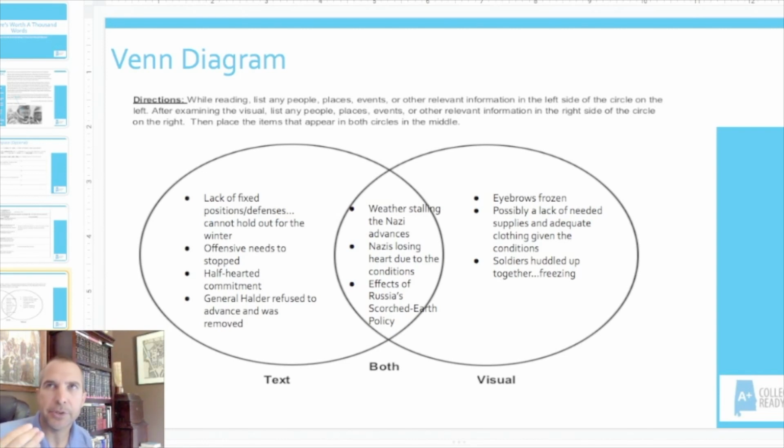You can put the students in a difficult position if the text and the visual just really don't have a lot in common, or really don't help improve the understanding of the other, and vice versa.